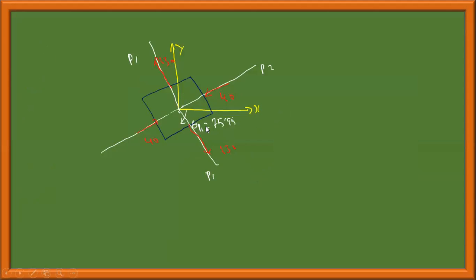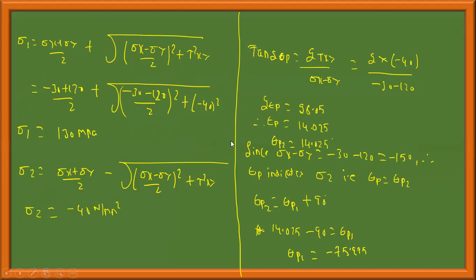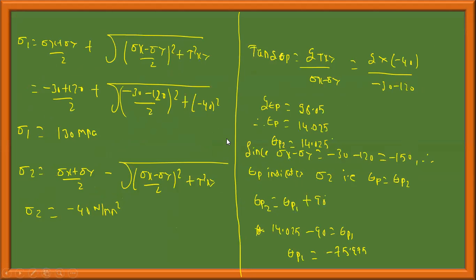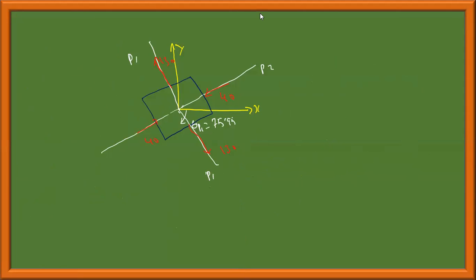We have stopped at this point. We have found theta p1 and theta p2, the principal stresses, the normal stress and the tangential stress acting on this plane. Now I should find the maximum shear stress, the maximum shear strains, and the average stress, and finally I should represent that.